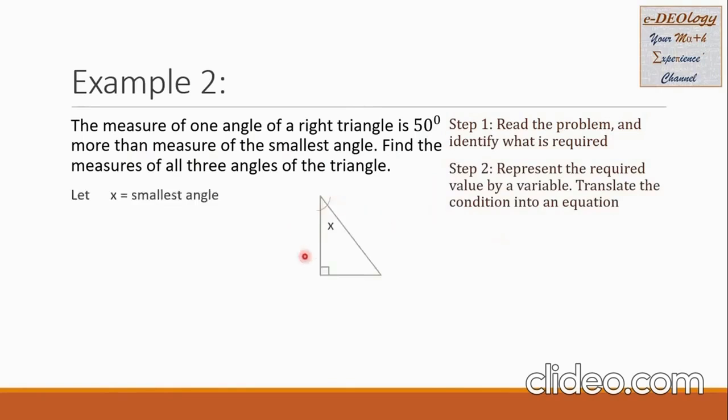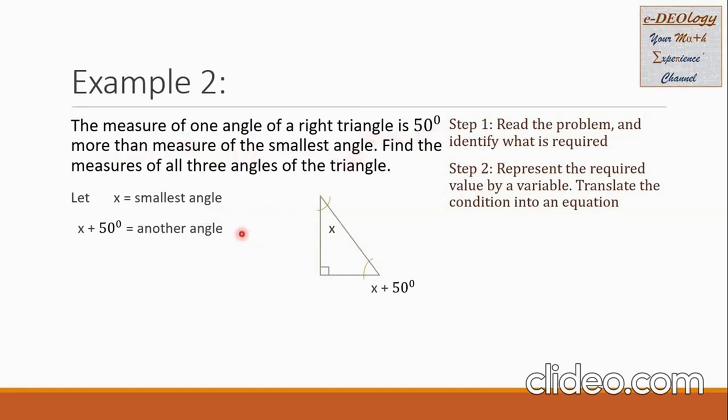First, let us draw a right triangle here. Let us get one angle. We will name this as x. So in here it says we let x to be the smallest angle. And then the first condition says the measure of one angle of a right triangle is 50 more than the measure of the smallest angle.